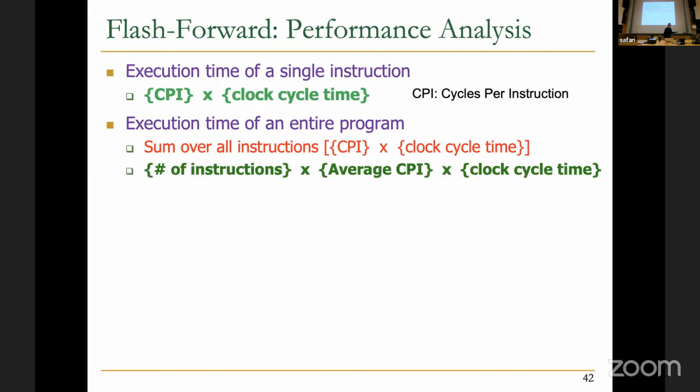So this can also be expressed as the number of instructions times the average cycles per instruction across all of those instructions in the program, times the clock cycle time. These two things are equivalent, assuming you average the CPI correctly across the number of instructions. And this is the performance equation, basically the execution time of a program.